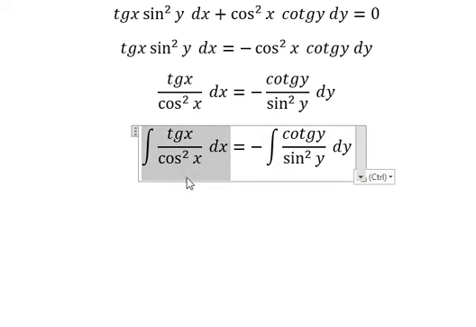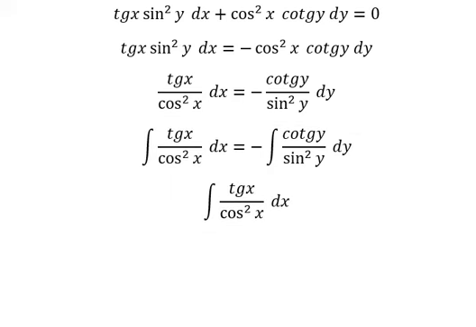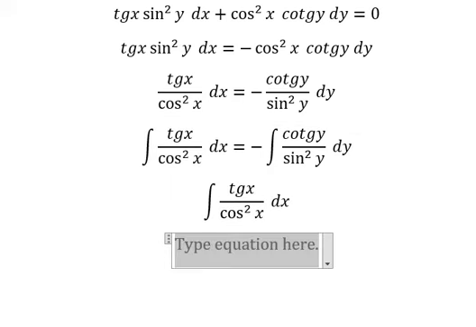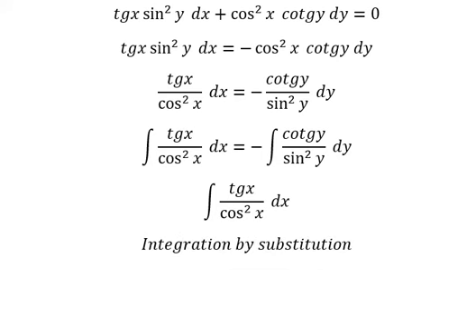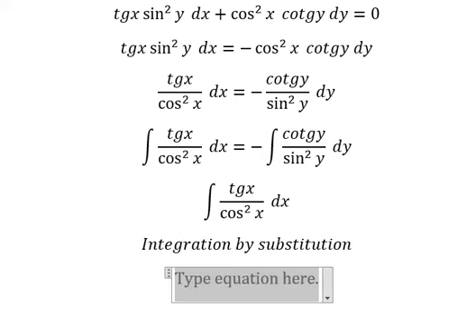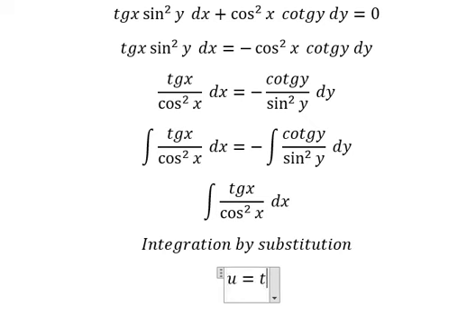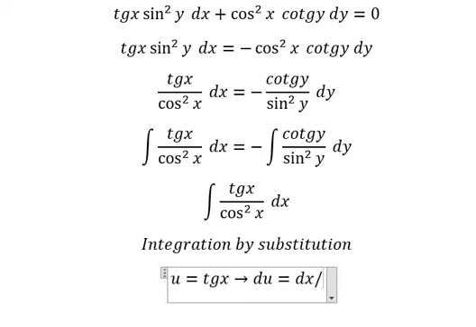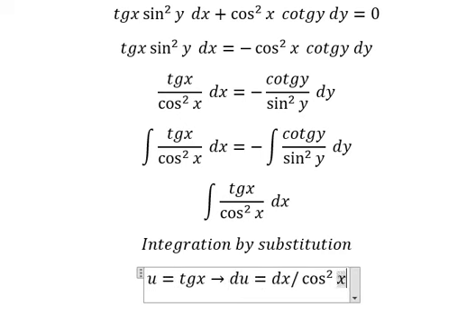Now I will concentrate about this one first. So we can use about integration by substitution. So I need to put about u equals to tan x. Later that we do first derivative for both sides and we have dx over cosine x squared.